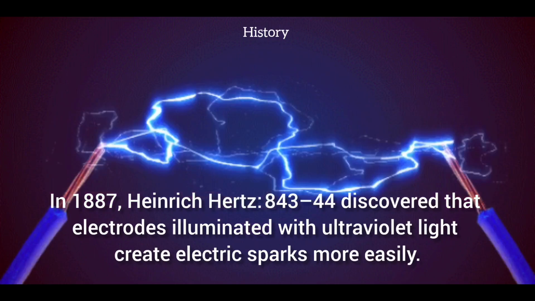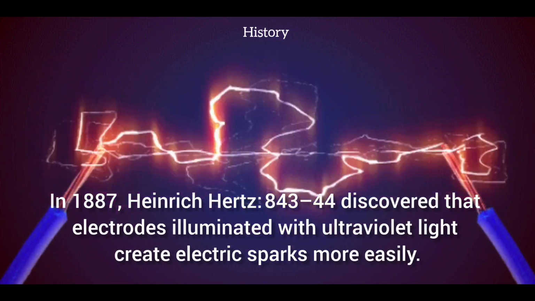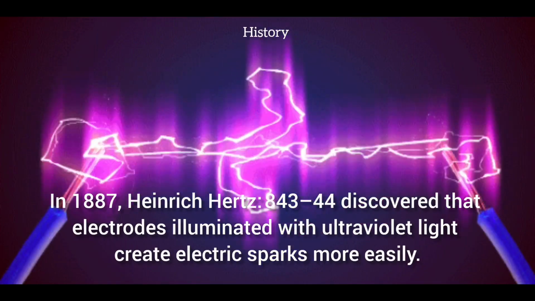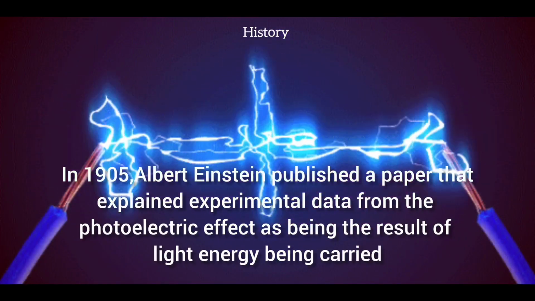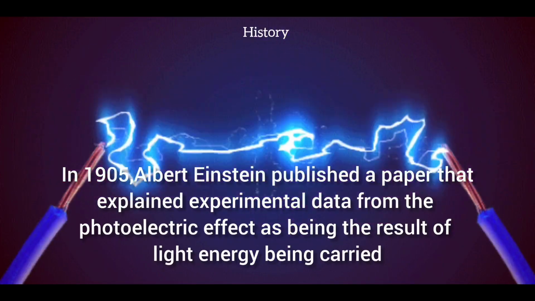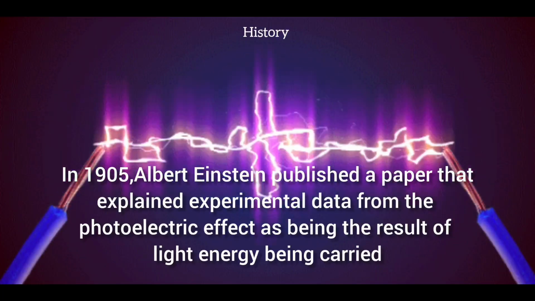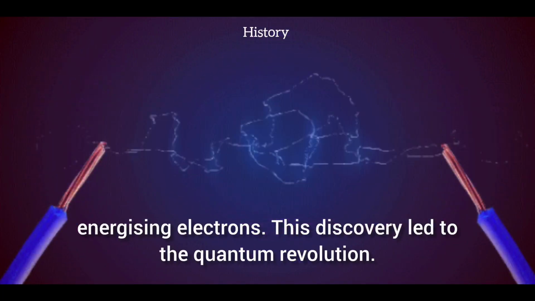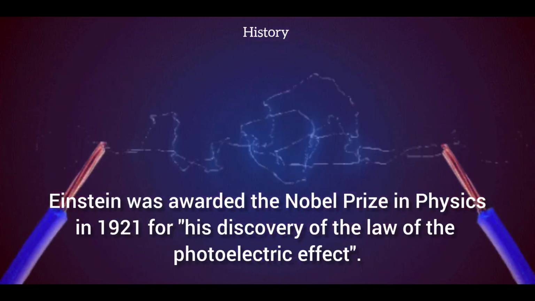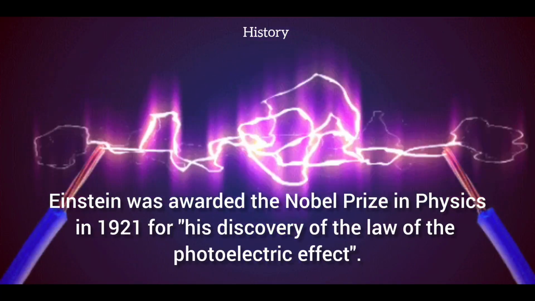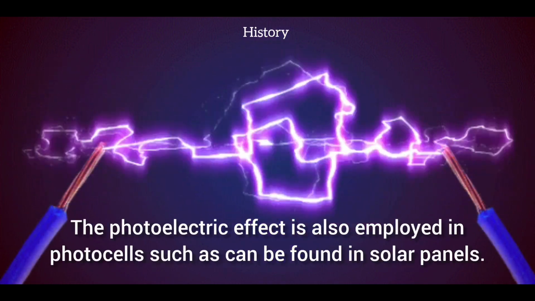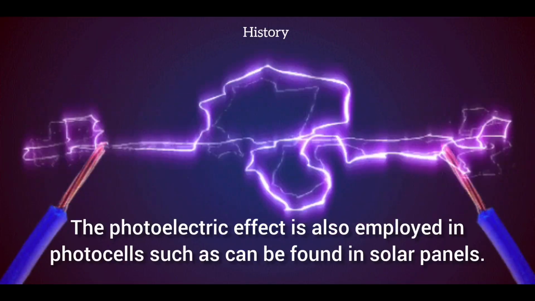In 1887, Heinrich Hertz discovered that electrodes illuminated with ultraviolet light create electric sparks more easily. In 1905, Albert Einstein published a paper that explained experimental data from the photoelectric effect as being the result of light energy being carried in discrete quantized packets, energizing electrons. This discovery led to the quantum revolution. Einstein was awarded the Nobel Prize in Physics in 1921 for his discovery of the law of the photoelectric effect. The photoelectric effect is also employed in photocells, such as can be found in solar panels.